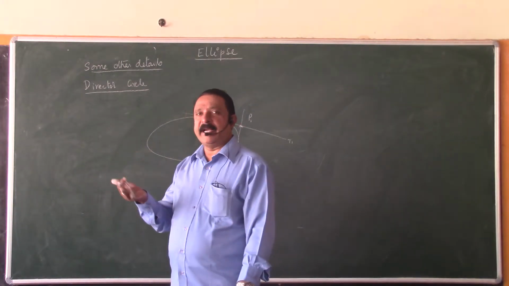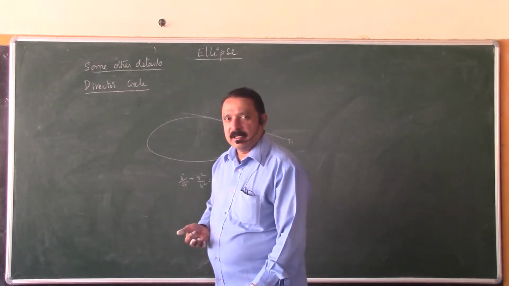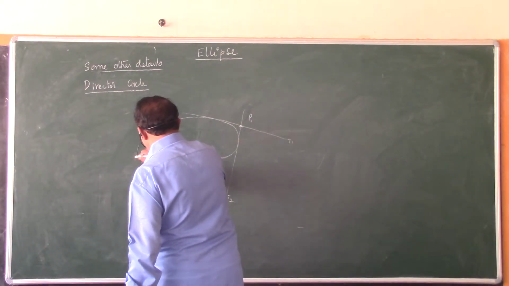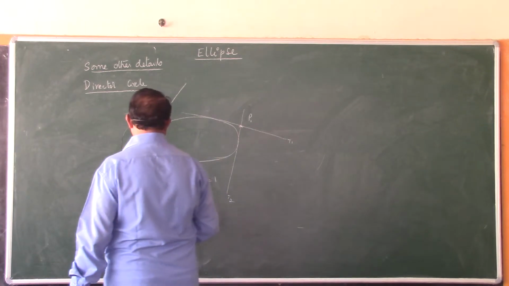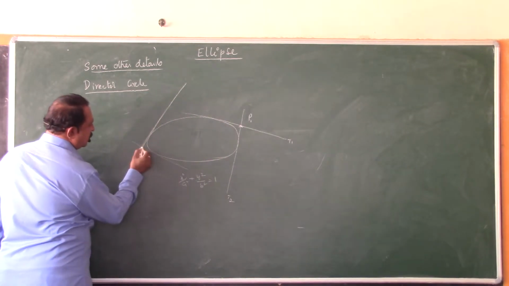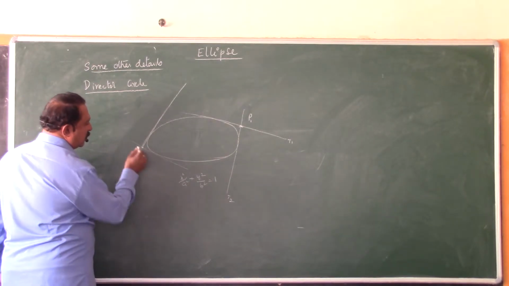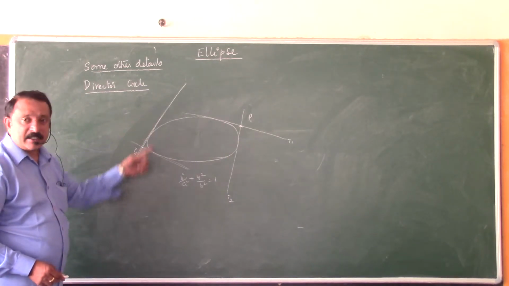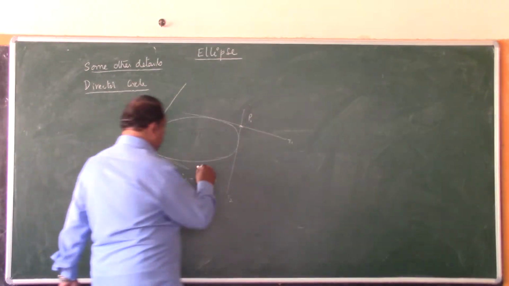Now let me take another pair of tangents which are perpendicular. So let me just take one tangent here and a tangent perpendicular to this can be this. So now this is P2. Now how are the two tangents drawn to the ellipse? They are perpendicular.